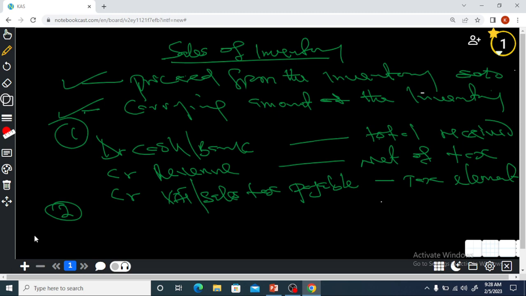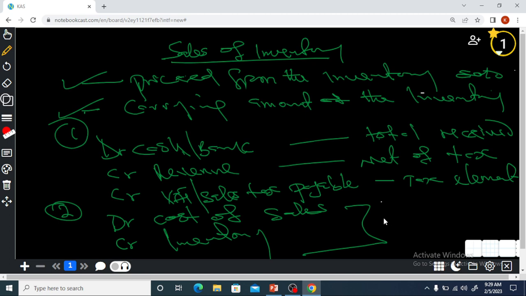The next one is you will now do the carrying amount of the inventory. How would you now do that? You have to reduce your inventory and increase your cost of sales. By doing that, you are to debit your cost of sales and credit your inventory. With what? These two are with the carrying amount of the inventory. So once you pass this entry, that is all. You are done with the recognition of sales.